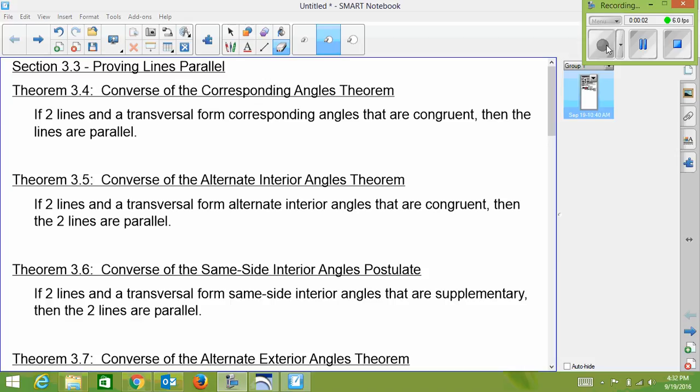Hello and welcome to video 3.3, which is proving lines parallel. So the first thing we need to do is go through some more theorems that go along with this section.